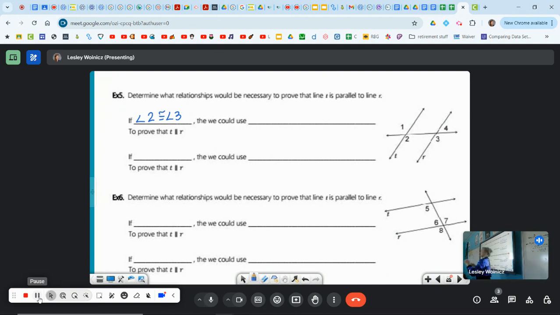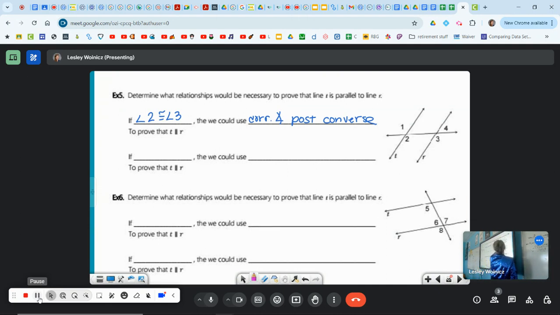Uh-huh. So if we're trying to use angle relationships to prove lines parallel, we're going to use the converse. Yes. Okay, so we could use the corresponding angles postulate converse. Everybody okay with that? Okay. What other relationship could we use? What about them? Yes.